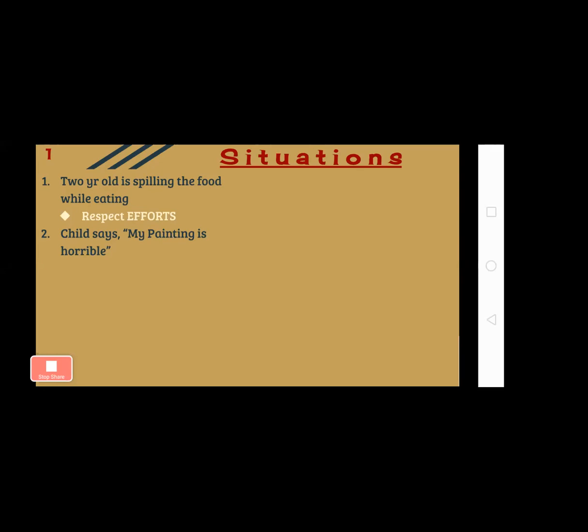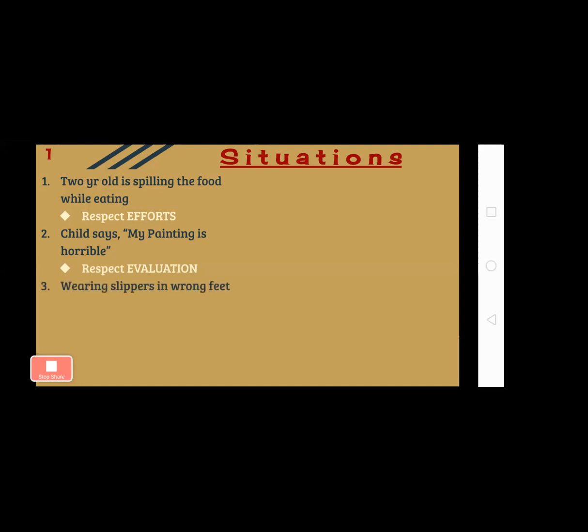Okay, so you can evaluate your own response by thinking from an evaluation perspective: are you respecting the child's evaluation? Child is coming to you and saying my painting is horrible, and whatever your responses are, now think from a respect window and ask whether you are respecting the child's evaluation.